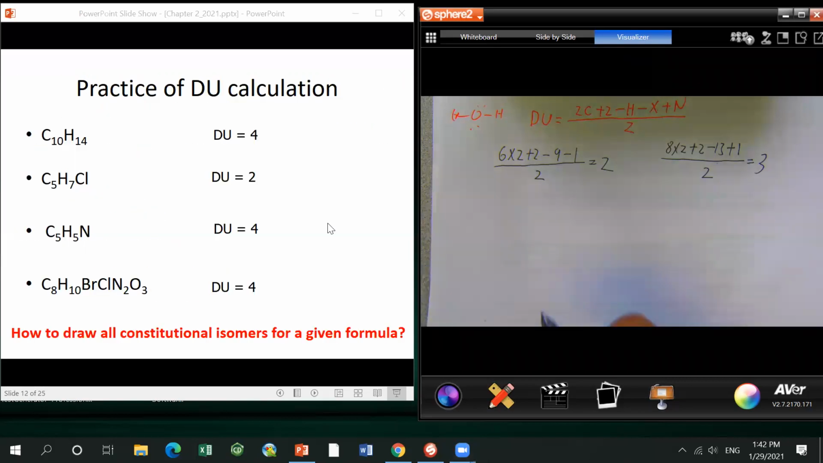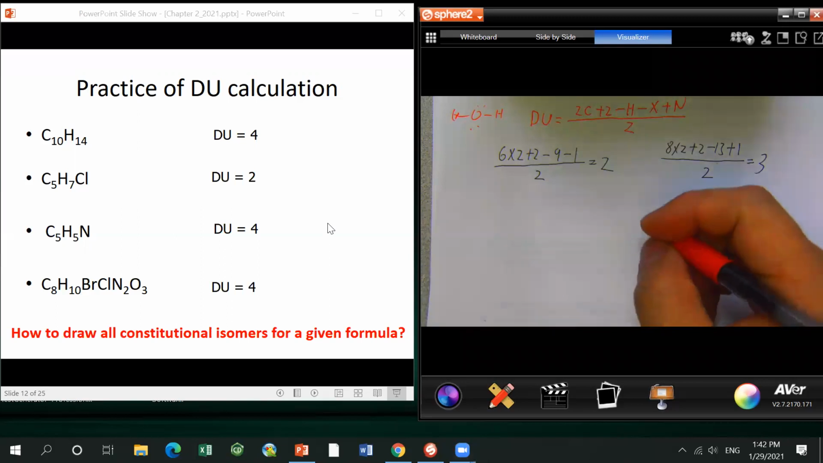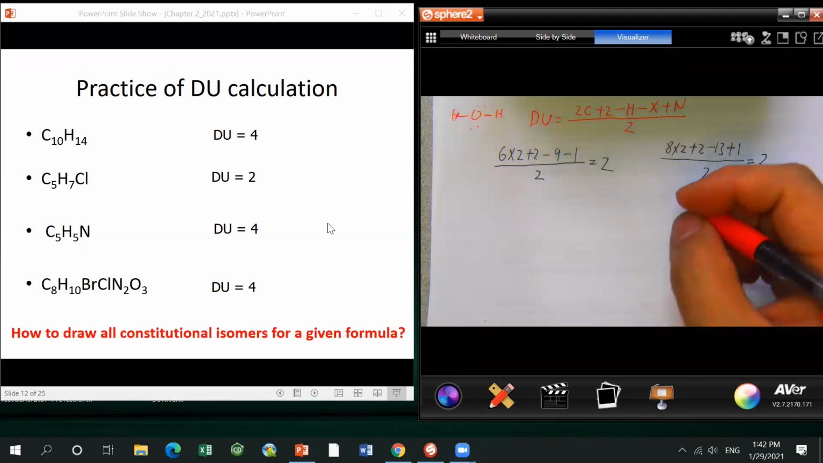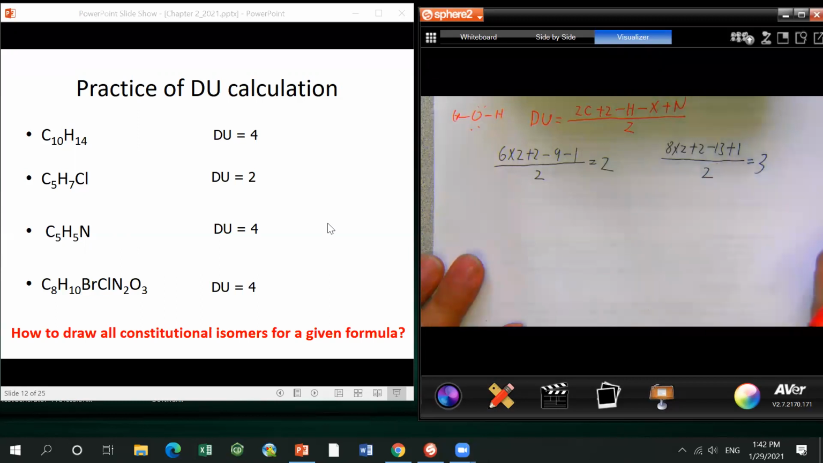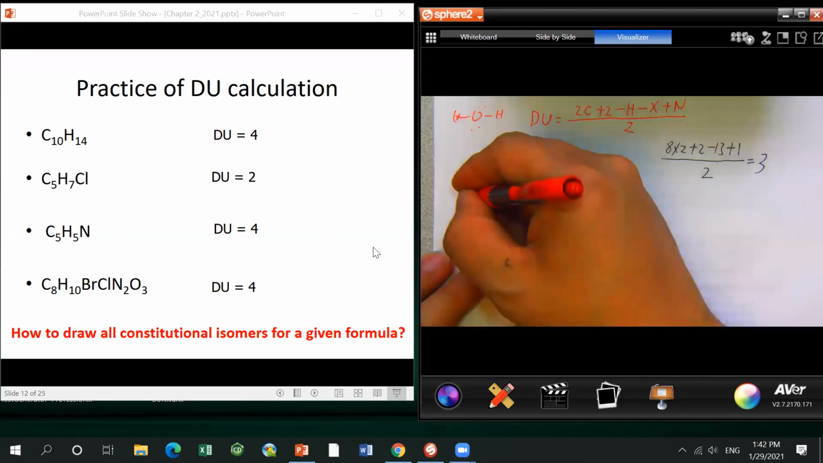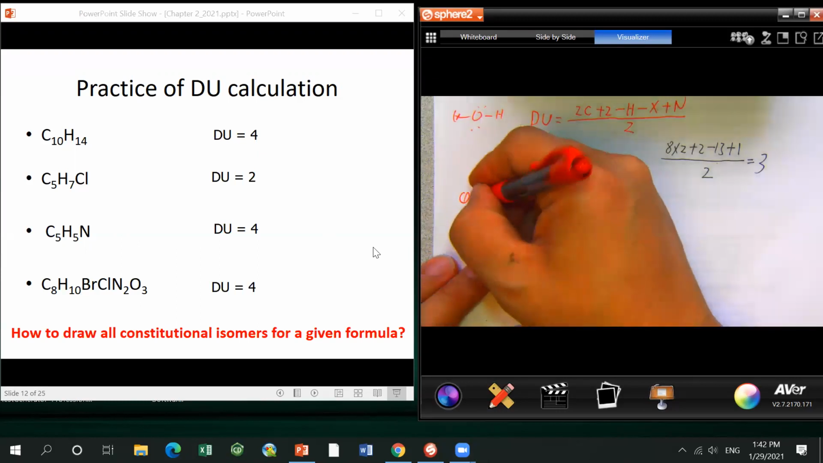Okay, so now if we give you one formula, how do you draw all its constitutional isomers? Draw all of them, don't miss anyone, and don't draw the repeating ones, okay? So do it in the following steps, write it down, okay? First, calculate the DU number.